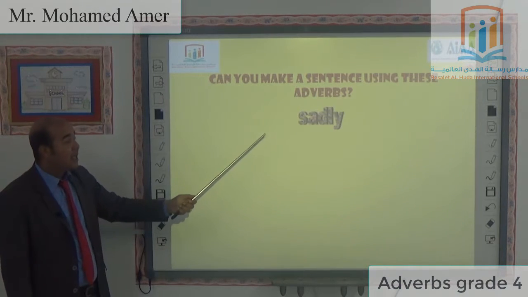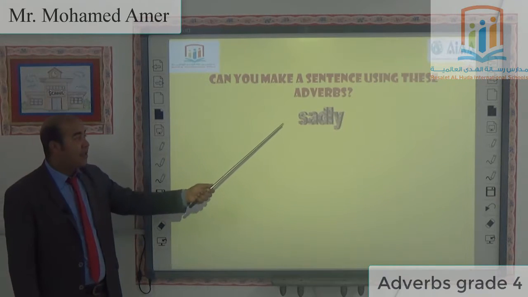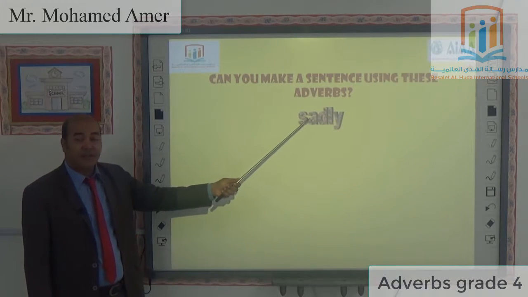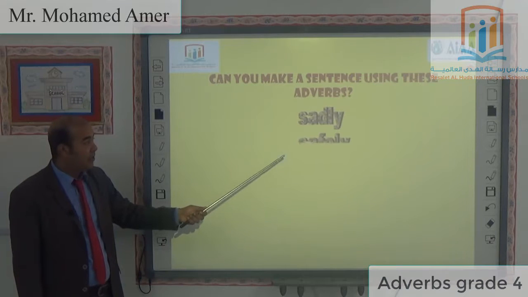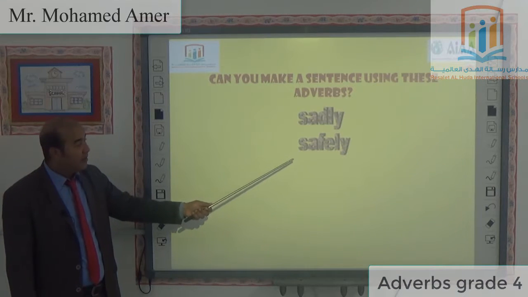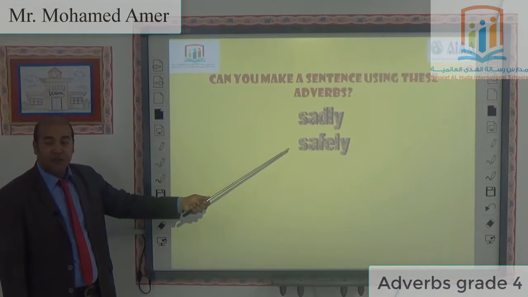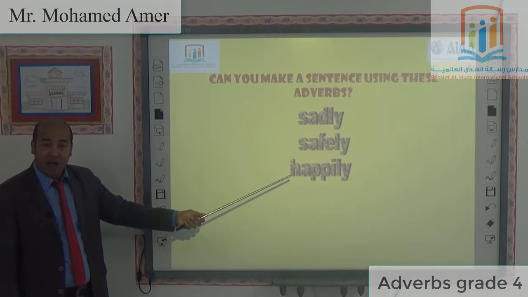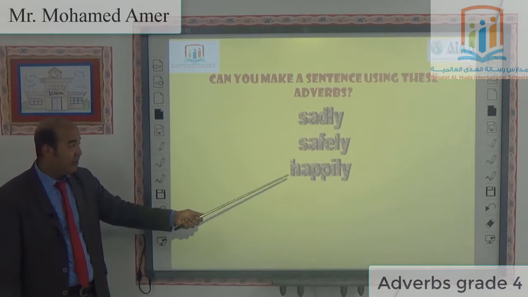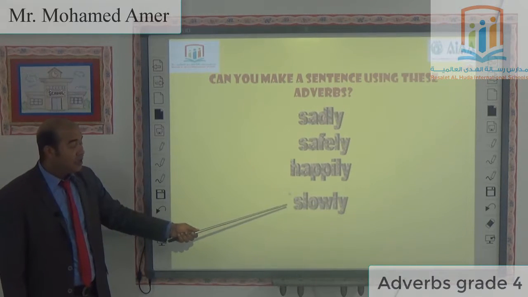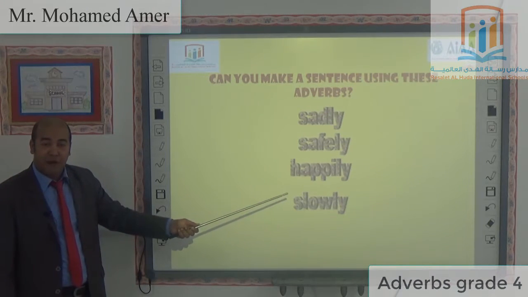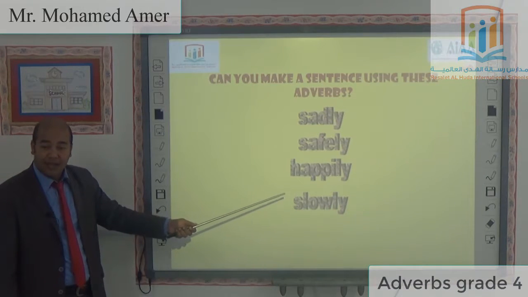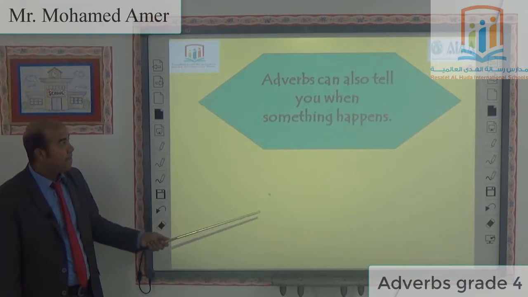Okay, let's see. Sadly. Yes, it's an adverb of how because it ends with ly. Another example. Safely. Yes, adverb of how. It ends with ly. Happily. It's an adverb of how. It tells how the verb happens. Slowly. Yes, another adverb. It's an adverb of how because it tells you how the action happens.